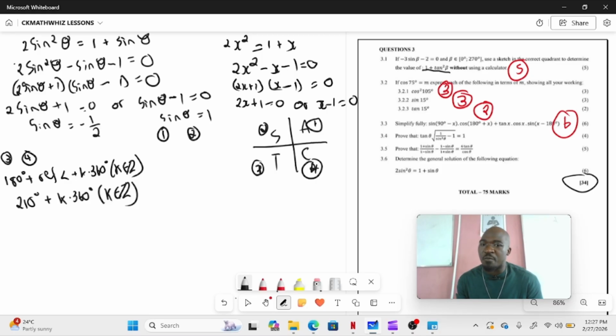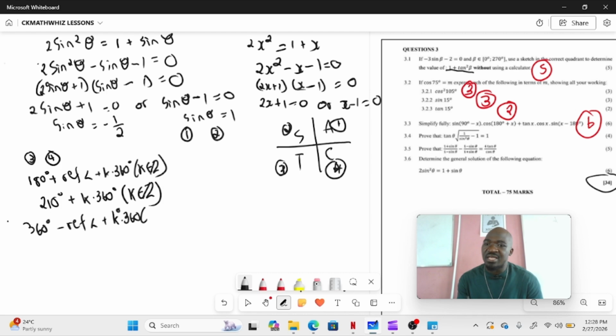Then we move to 4. 4 is supposed to be 360 degrees minus the reference angle plus k times 360 degrees. Then k is an element of integers. Then 360 minus 30 is 330 degrees plus k times 360 degrees, k is an element of integers.